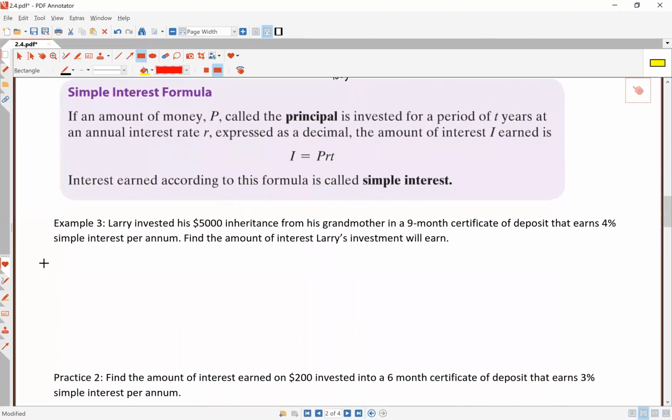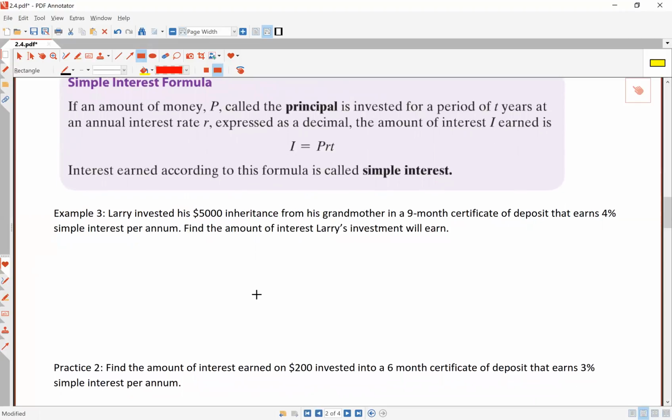The next idea is simple interest. The simple interest formula: if an amount of money P, called the principal, this is the amount you invest, for a period of T years at an annual interest rate of R expressed as a decimal, 6% is 0.06, 7% is 0.07, the amount of interest earned is given by I equals P times R times T. This is what we call simple interest.